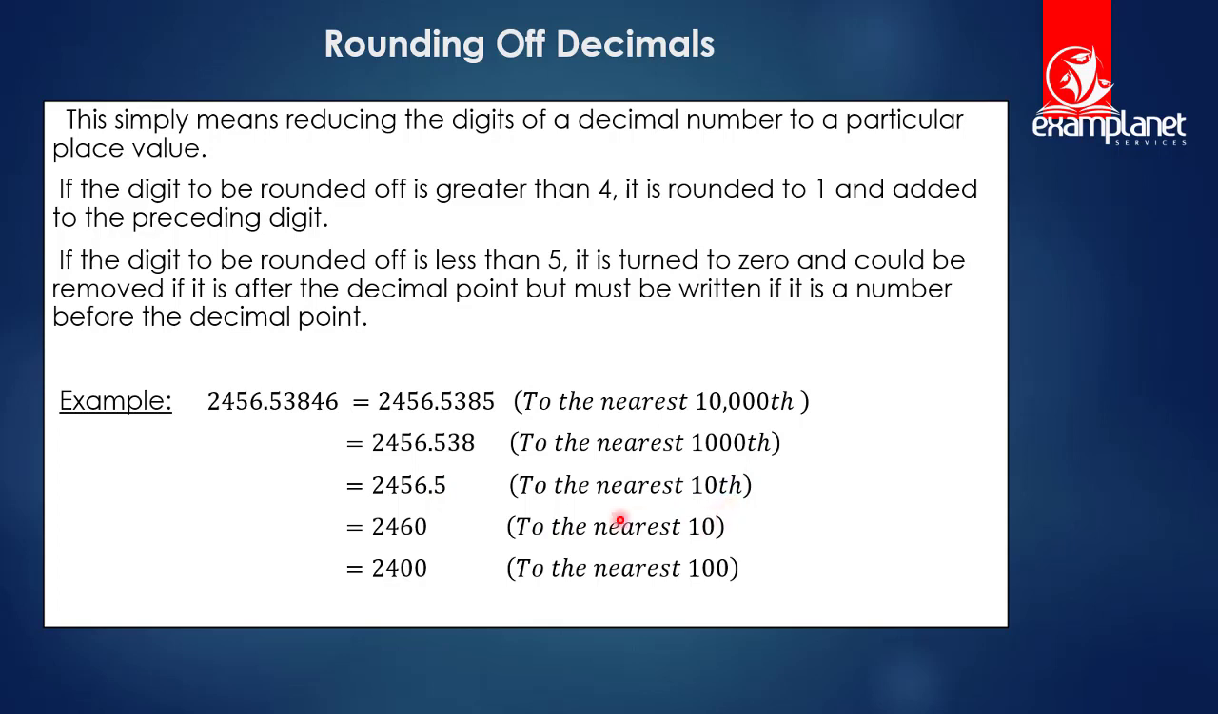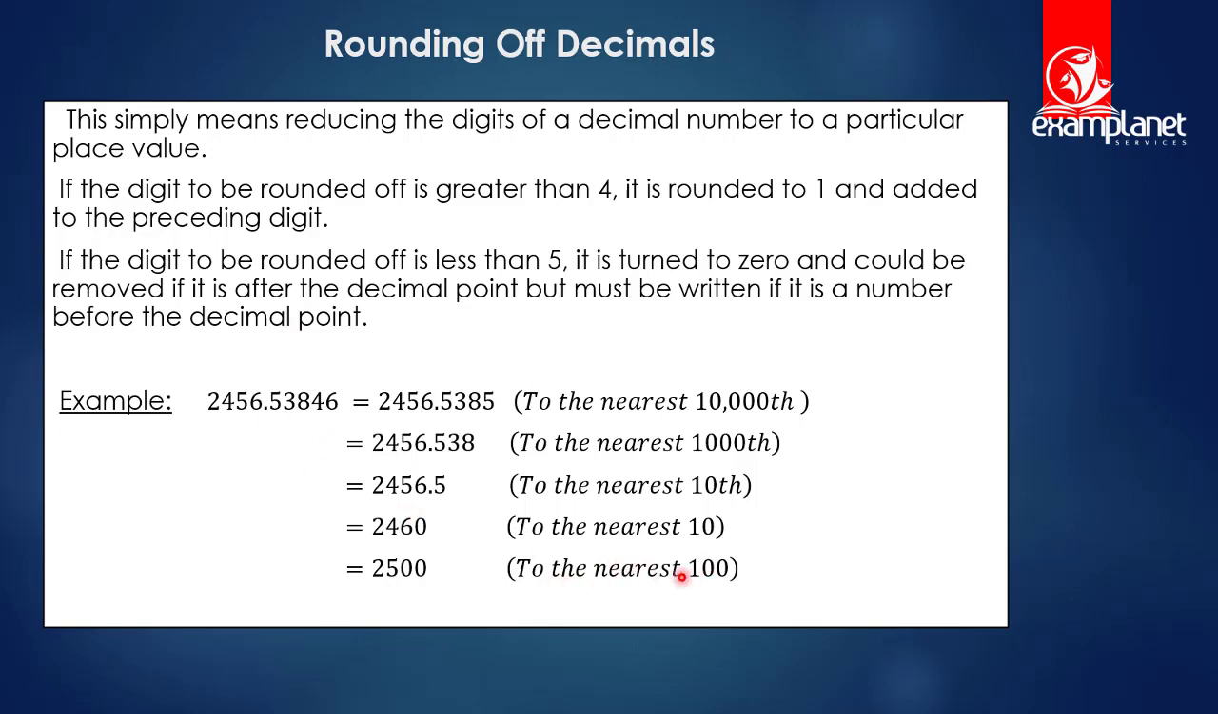Now, to the nearest 10. Not tenth now, 10. And where's our 10? Don't forget this is unit, this is 10. So we want to round off to this point here. So we're rounding off the next digit, which is the 6. And since it is more than 4, then we turn it to 1 and add to this. So when we turn it to 1 and add to this, we have 2, 4, 6. Now we replace this with 0 because it is before the point. If it's after the point, you can throw the 0 away. But since it's before the point, you must keep the 0. So it becomes 2, 4, 6, 0 to the nearest 10.